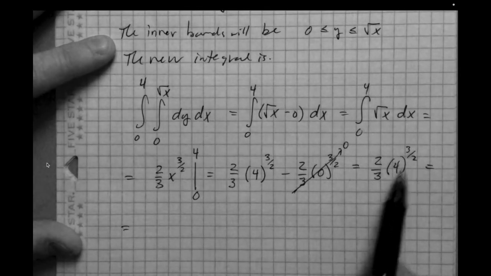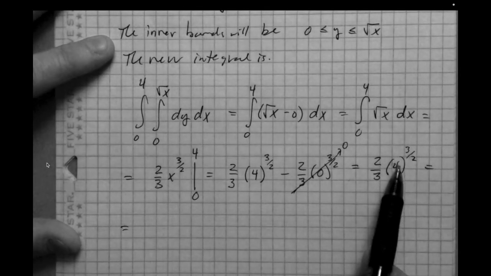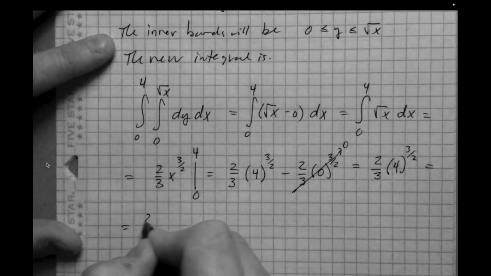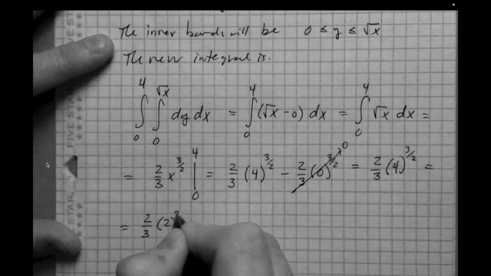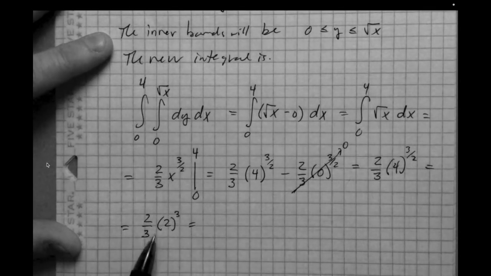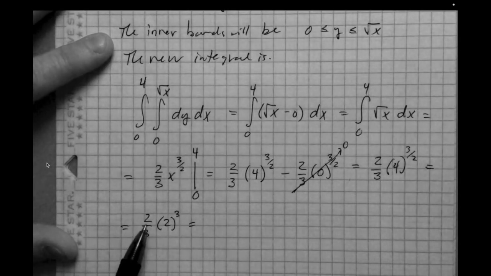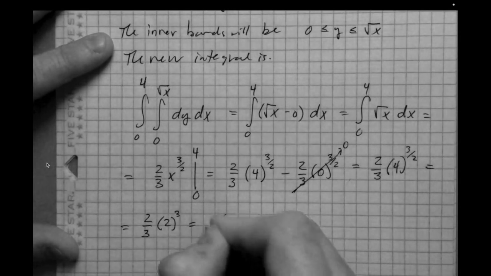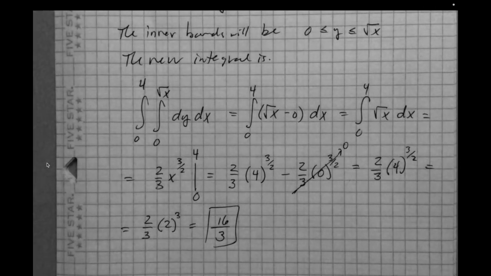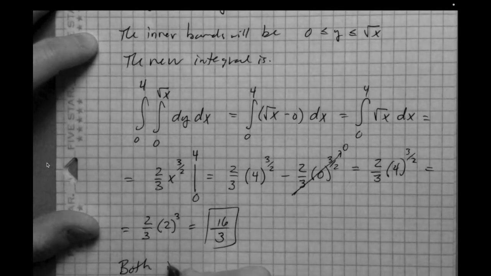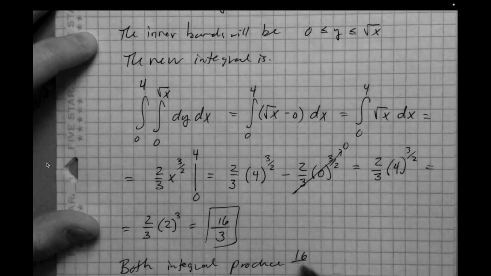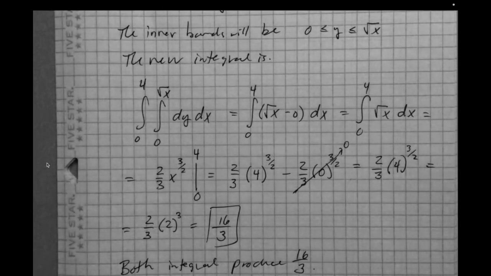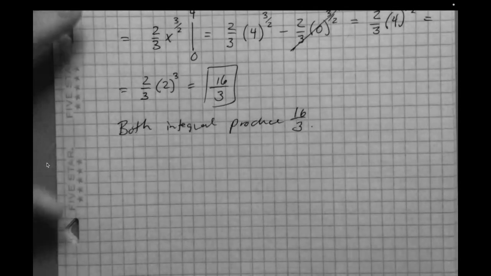And there's a couple ways to go about this. I think the best way is to just take the square root first and then cube it, right? So you get 2/3, and then the square root of 4 is 2, so this becomes 2 to the 3rd power. And so you have 2 times 2 is 4, times 2 is 8, times 2 is 16 thirds. Okay, and that's, of course, the same answer as we had previously. So both integrals produce 16 thirds.